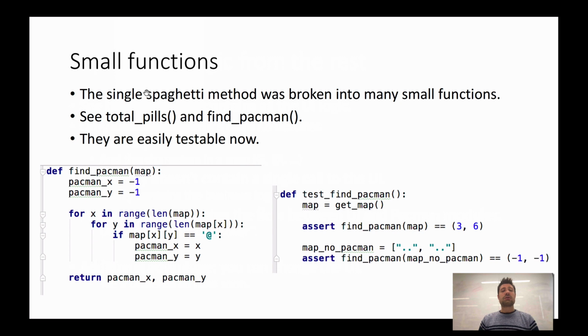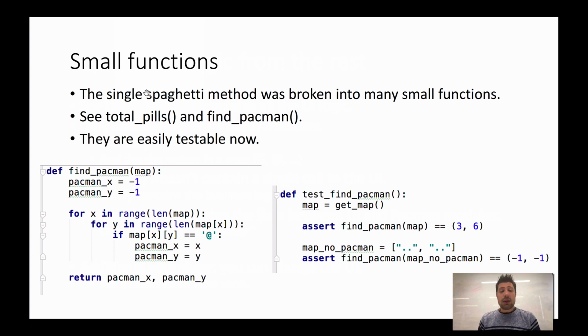Having small functions is also something very important. Small functions not only in terms of size, but also in terms of functionality, right? It does little. One function does just one thing. Examples that I have, for example, see the function find Pac-Man, as I showed you. Given a map, it just finds Pac-Man.